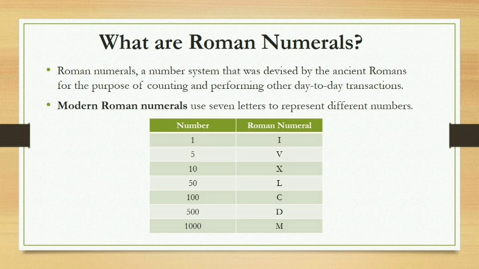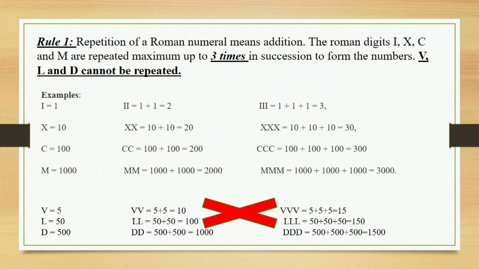To understand this number system, only these letters are not enough. We must know few rules, which we are going to cover in next slide. Rule 1. Repetition of a letter means addition. The letters I, X, C and M are repeated maximum up to 3 times. And do remember, the letters V, L and D cannot be repeated.